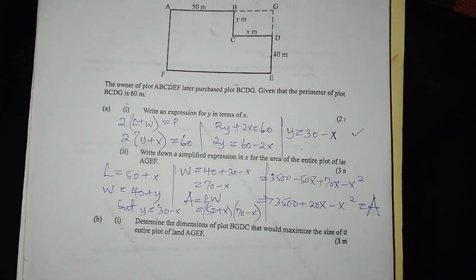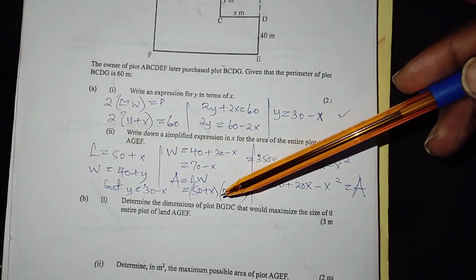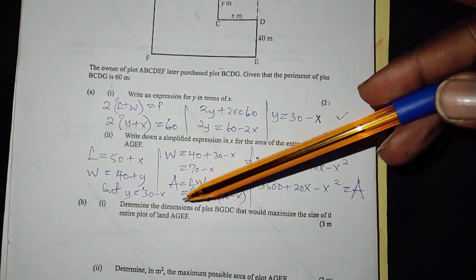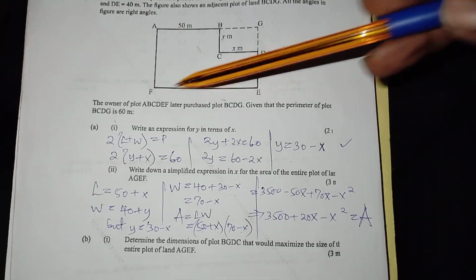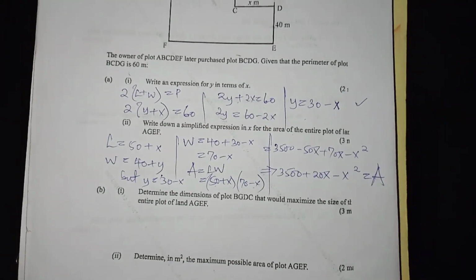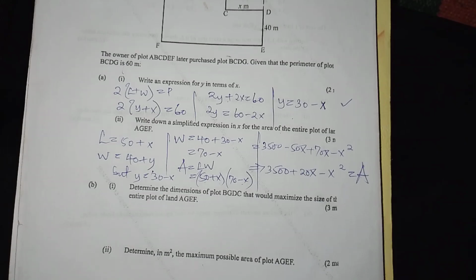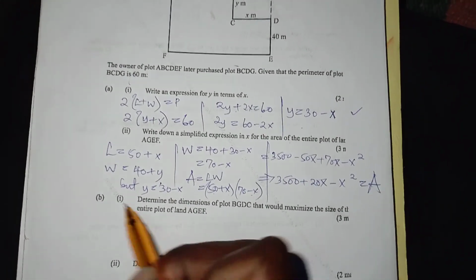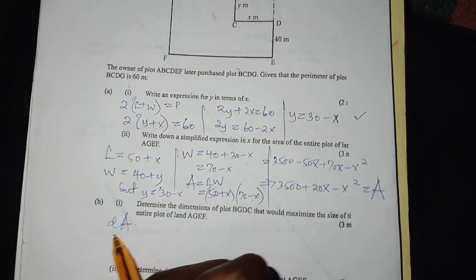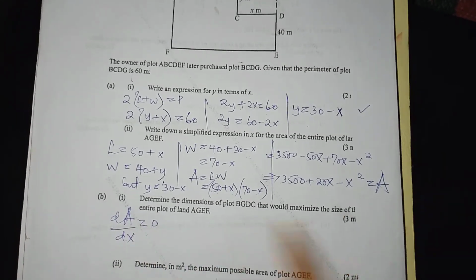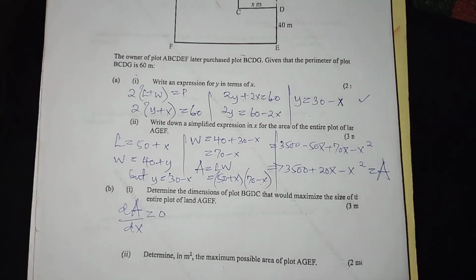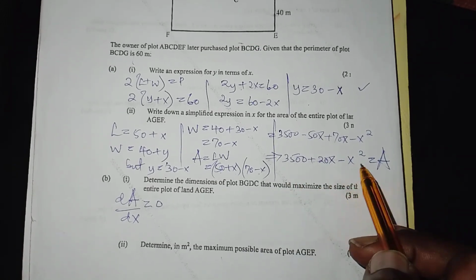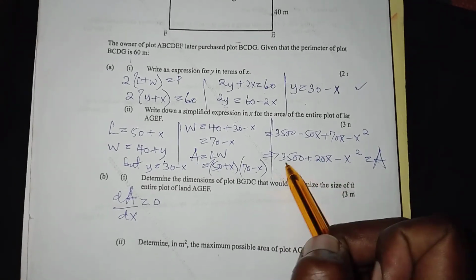Then the next part, they've said determine the dimensions of plot BGDC that will maximize the size of the entire plot of land AGEF. So they want the dimensions that will maximize that size. So now we are going to differentiate, find dA/dx, and equate it to 0. So when we differentiate the equation for area, we set it equal to 0.